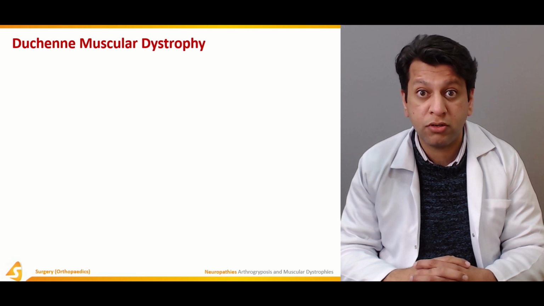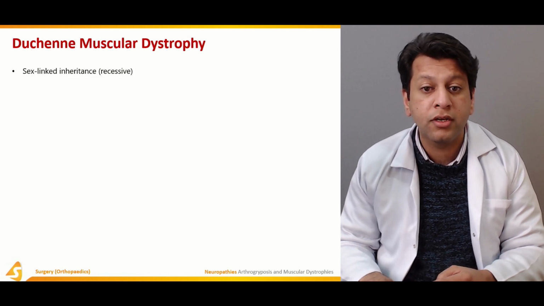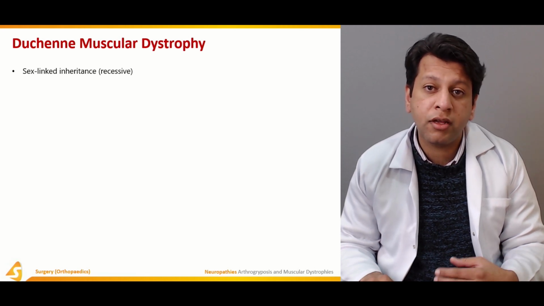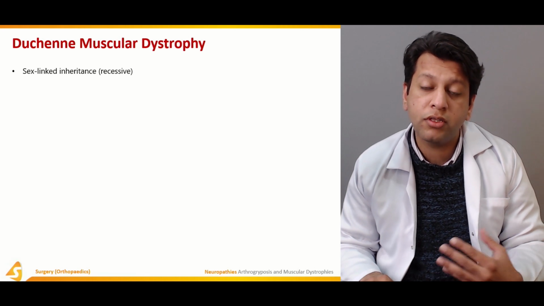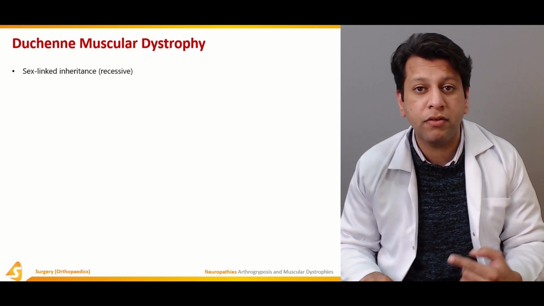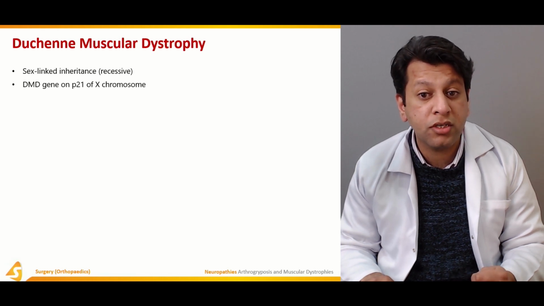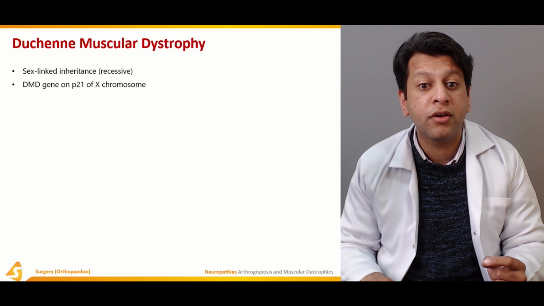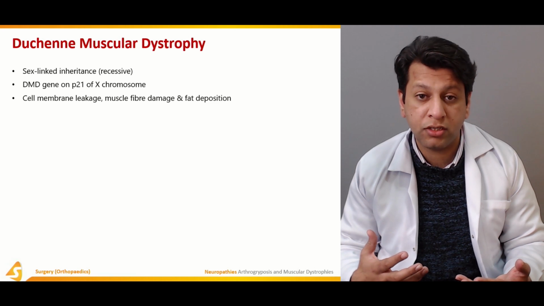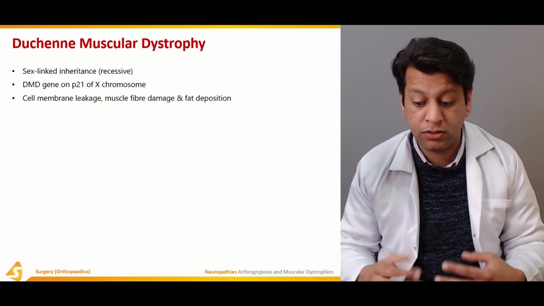Now coming to Duchenne muscular dystrophy, it is one of the most common muscular dystrophies, and we will be briefly going into this. It is a sex-linked inheritance called X-linked recessive. That means it only affects male children, and the females are usually the carriers, with the gene transferred from the maternal side. The DMD gene, on the X chromosome, is involved, and this results in the absence of dystrophin protein in the cell membrane, which causes increased cell membrane leakage, muscle fiber damage, and fat deposition.